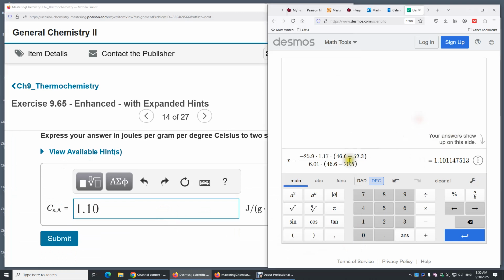By the way, I made sure the units are used consistently. This is in grams, this is in grams. This is joule over gram and degree Celsius. This is in degrees Celsius. This is also in degrees Celsius.